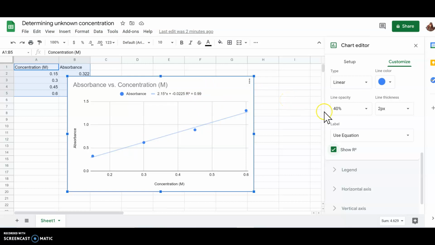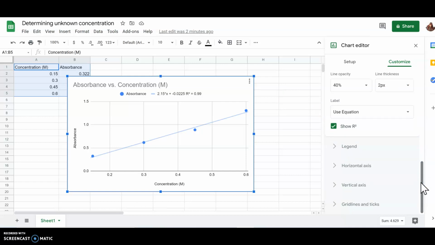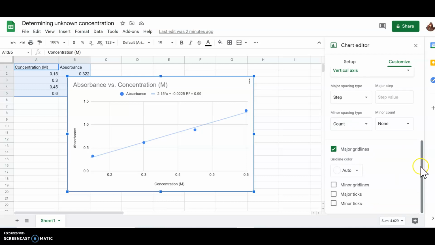So here's my graph. Now, the only other thing I think I would like to add to this, because we're going to print this up and actually use it to estimate, these lines are pretty far apart. So when I print this up and want to estimate between 0.3 and 0.4, or between 0.2 and 0.3, I'd like a few more lines. So to do that, go down to where it says grid lines and ticks and click that. And it will let you do the horizontal and the vertical line.